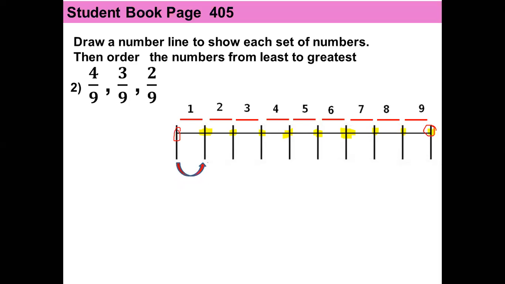4 over 9. Where is it? I will count, or this is 2 over 9. Why? Because I'm counting 2 parts. This is the first one, the second. So this is 2 over 9.